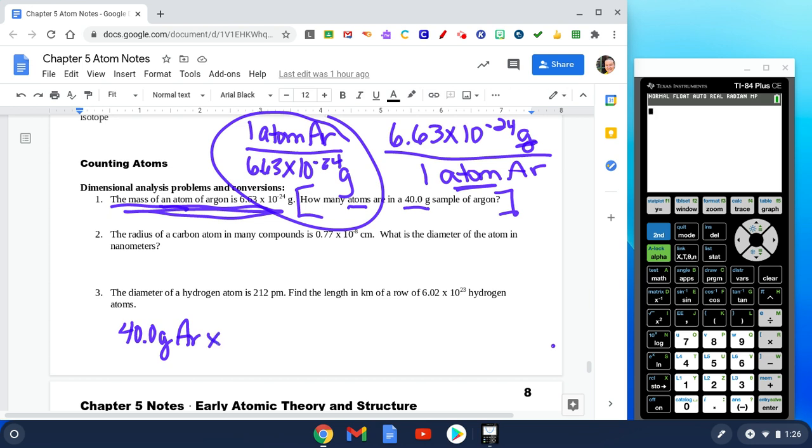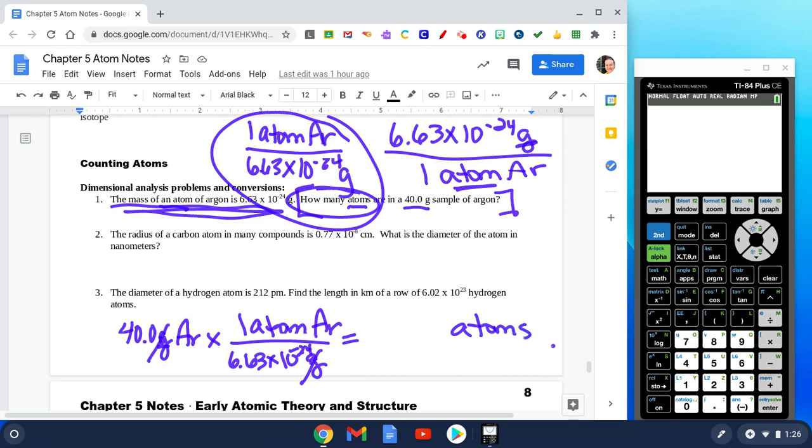Now, if you remember anything from before, whatever unit you have here should be in the denominator of your conversion factor. So I need the 6.63 times 10 to the negative 24 grams in the bottom and my one atom of argon at the top. The first reason this is important is that the grams will cancel because they're opposite of each other. This is in the numerator, that's in the denominator, so the unit will cancel. The other reason is that the question is asking us how many atoms we have. So we want the grams to cancel. We want our unit at the end to be atoms. Okay, and now we're ready to do our math.